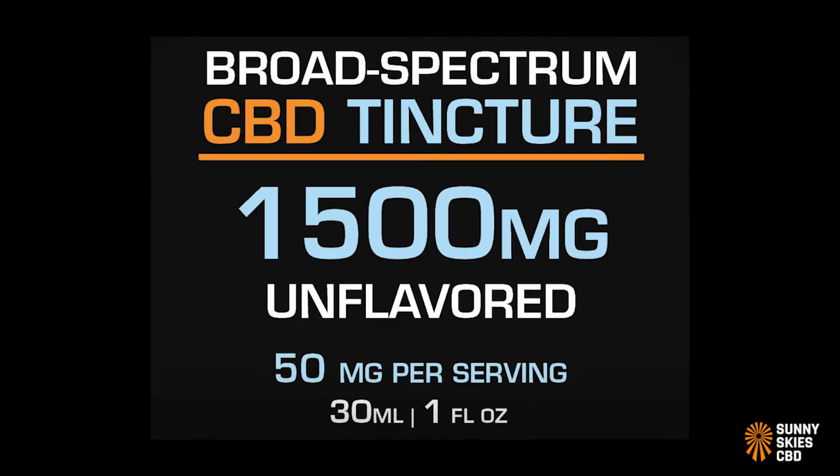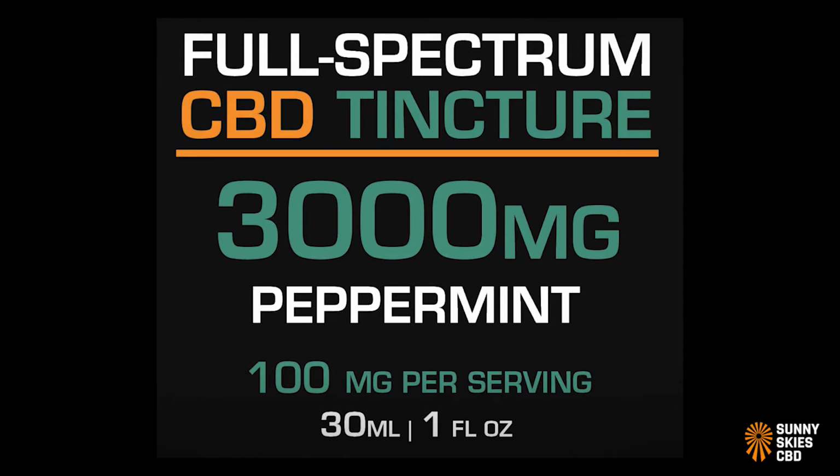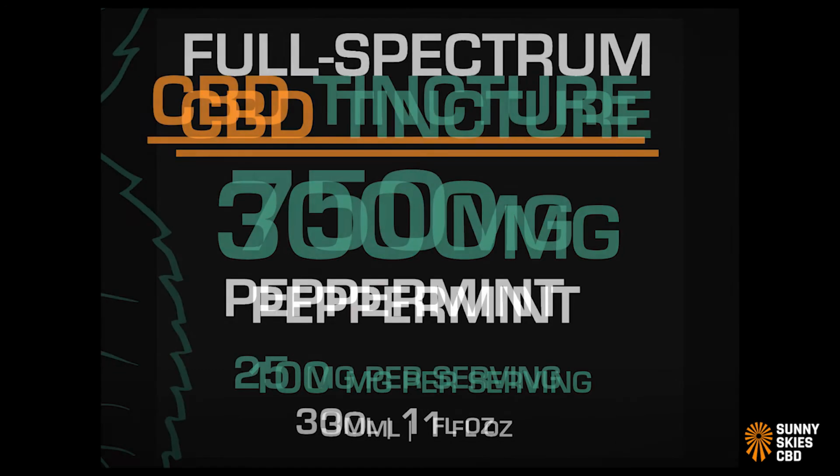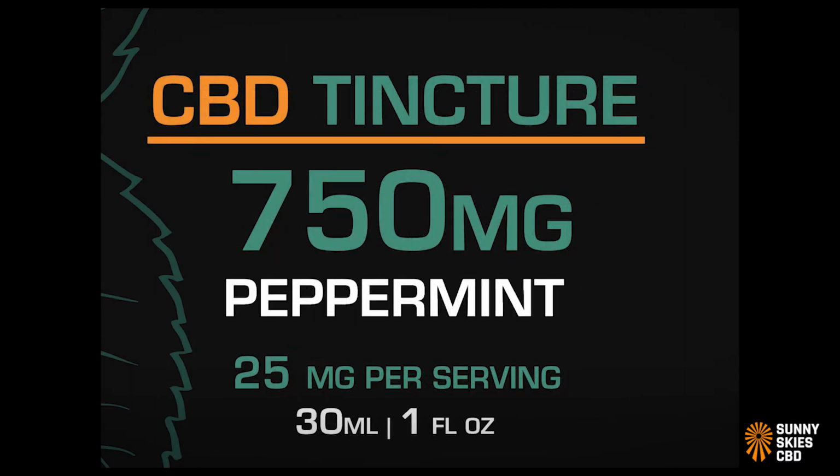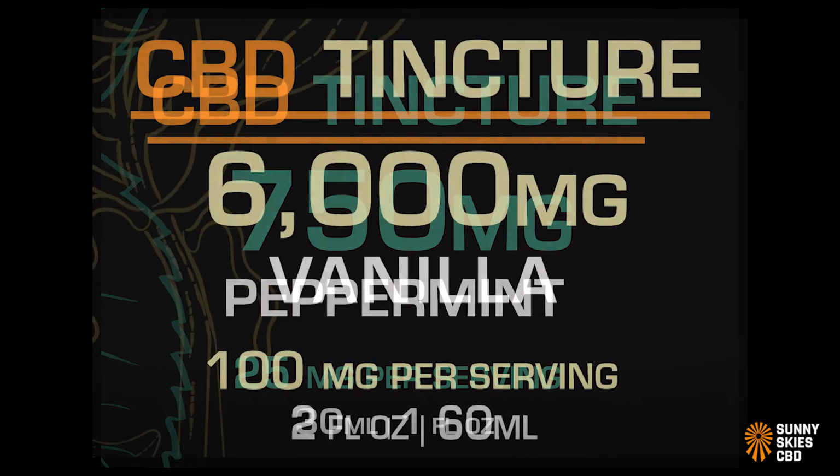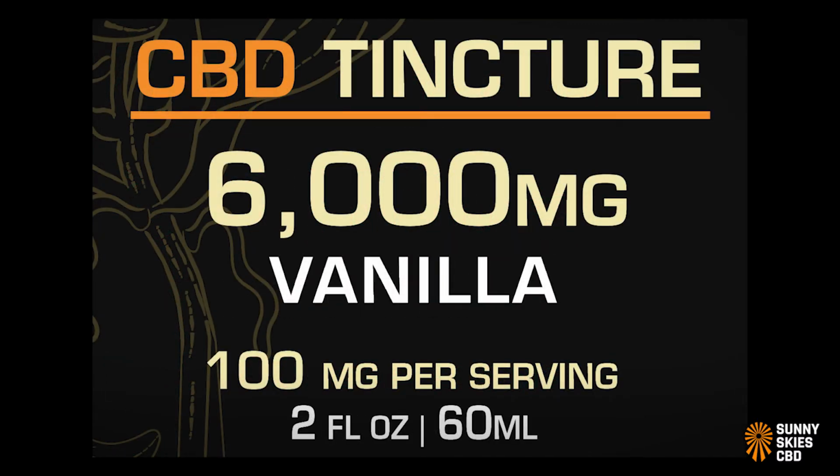Include the milligrams of CBD per serving size. For example, a 1500 milligram tincture is 50 milligrams in one full dropper. A 3000 milligram tincture is 100 milligrams in one full dropper. Also include the container size, such as 1 fluid ounce and 30 milliliters for the 1 ounce tinctures. A 2 ounce tincture, our 6000 milligram tinctures, is 60 milliliters, but the milligrams of CBD per serving are still 100 milligrams.